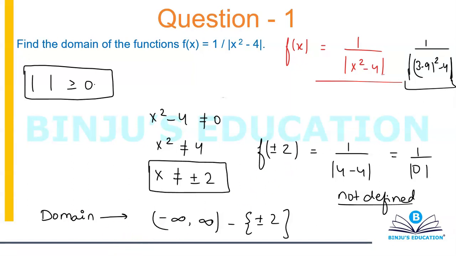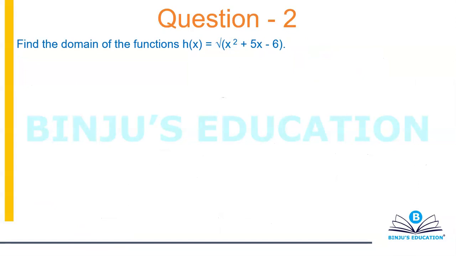Alright, let's move on to question 2. Pause the video and try this one. The root is on the entire function, okay? This is h(x) is equal to root of x square plus 5x minus 6. Calculate the domain of this function. Pause the video and try this yourself, please.